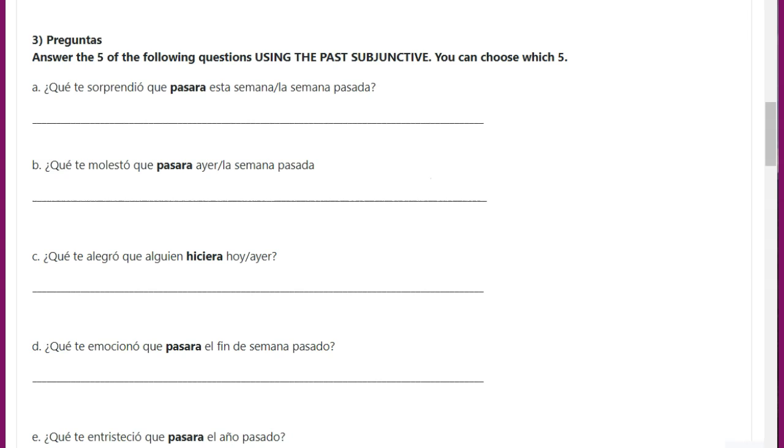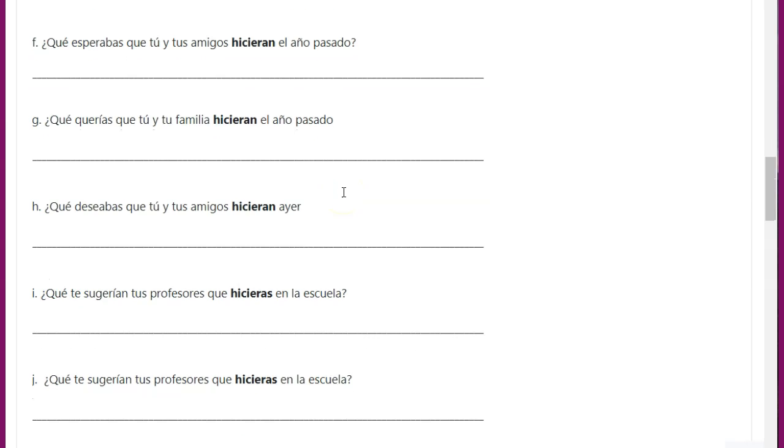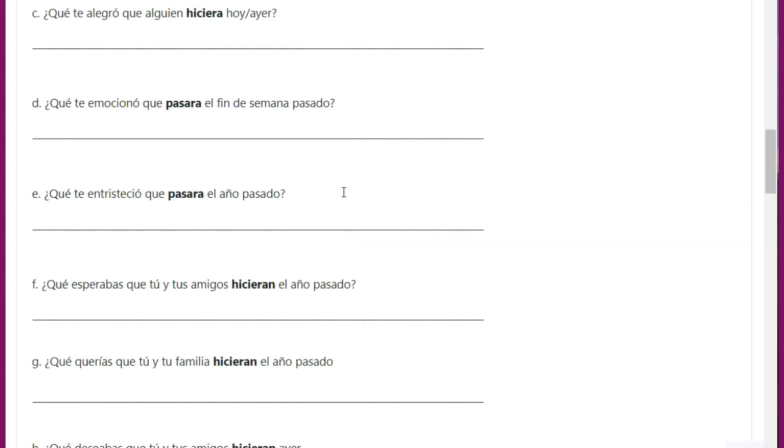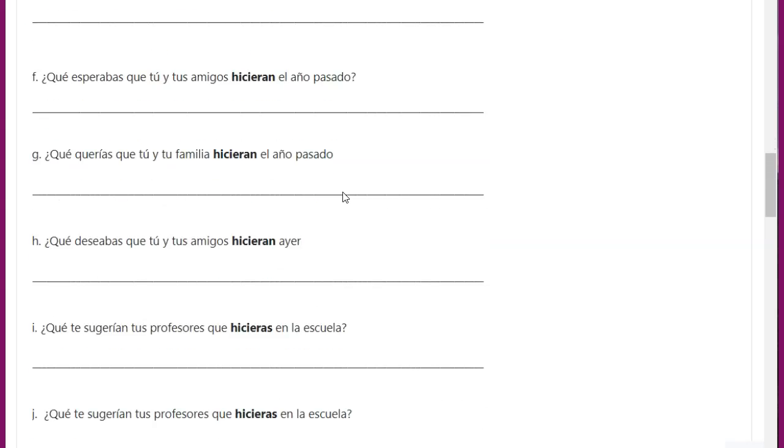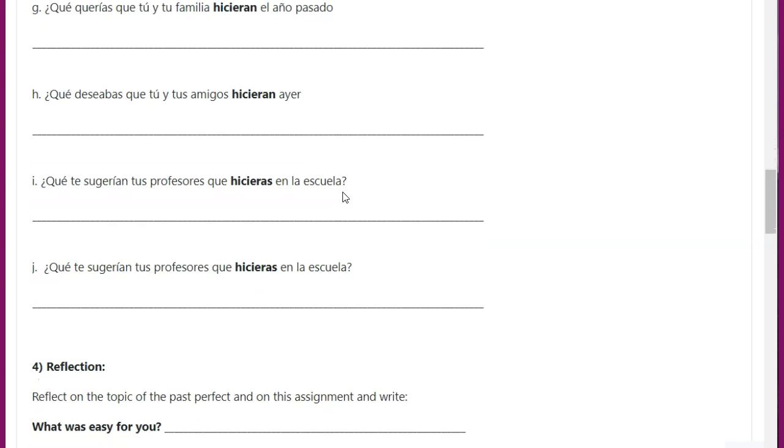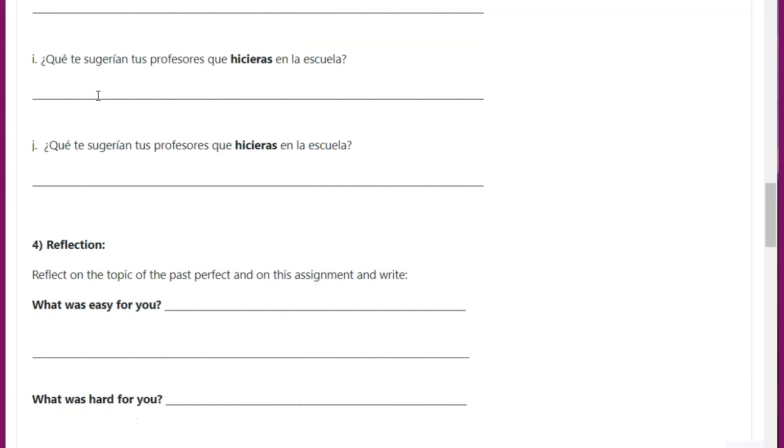So you have to select just 5 of these questions and answer them using your own information. I'm giving you here some examples. The verbs that are here in bold are the ones in the past subjunctive, and if you see here, these are the verbs that are triggering the subjunctive.